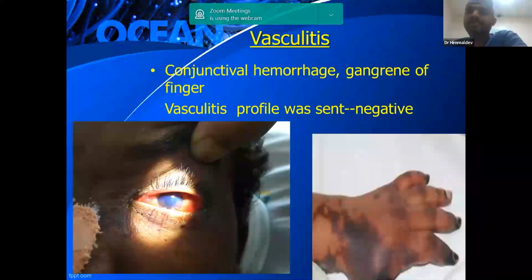And as the days progressed, you can see a conjunctival hemorrhage here. And you can also see a lot of gangrene developing in the digits. Okay, you can see the rashes. Rashes are becoming more pronounced, and you can see the gangrene there. So it looked like more of vasculitis. So again, one more diagnosis came in. So a vasculitis profile was sent, which was negative.